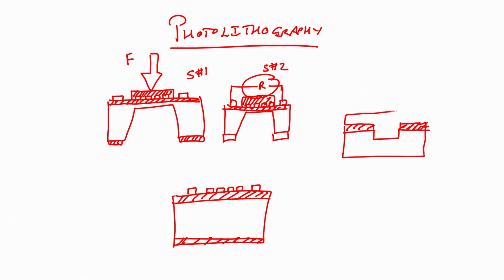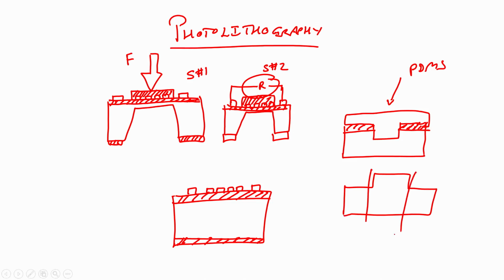Because now the next step would be I will pour PDMS, cure it and take it out. So, what will I have? I will have this structure, correct. Now, I will cut the PDMS from this side. So, what will I have? I have a bump. This bump I will attach to my piezoresistive material.